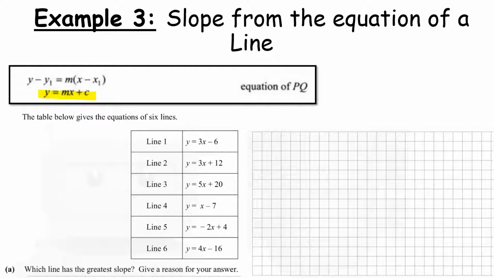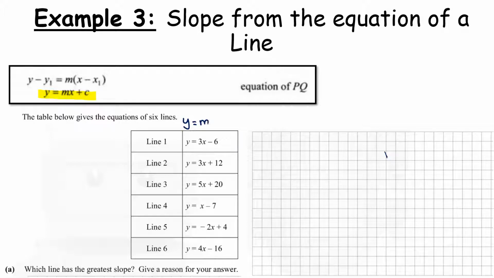So we're working now to see if we can get slope from the equation of a line. The table below gives 6 different equations. Which line has the greatest slope? And give a reason for your answer. So I'm going to work with y equals mx plus c.